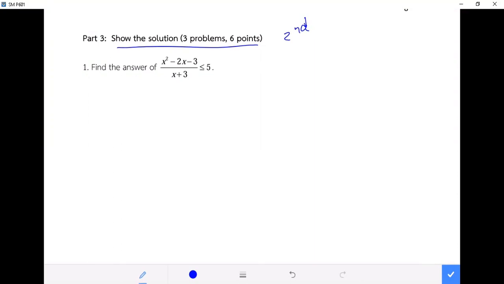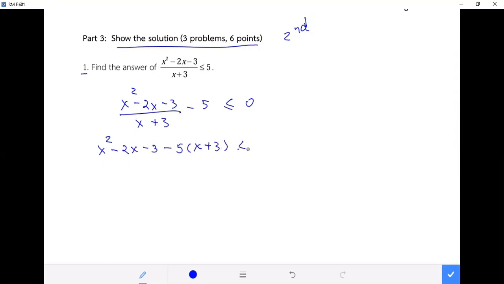Okay, let's do this problem easy. Number 1, you want to find the answer. Do not cross multiply these inequalities, but you have to subtract them like this. x squared minus 2x minus 3 divided by x plus 3, subtract 5. Okay, this is the solution. You have to make it very clear to me. I'm going to be a very, very stupid teacher. If I don't understand something, I cut your point. You have to make it very, very clear to me.